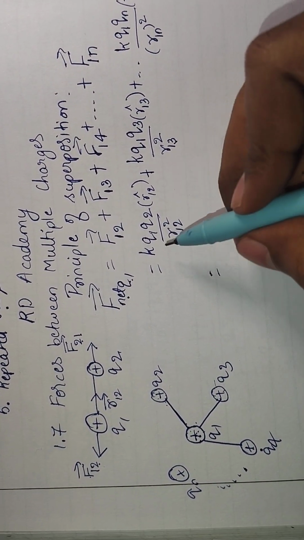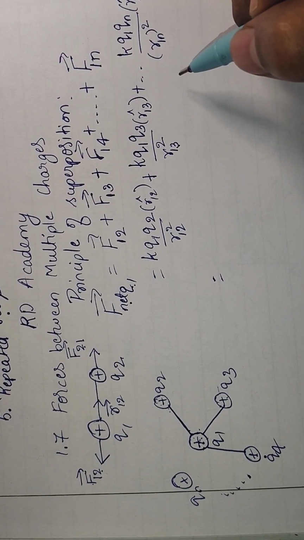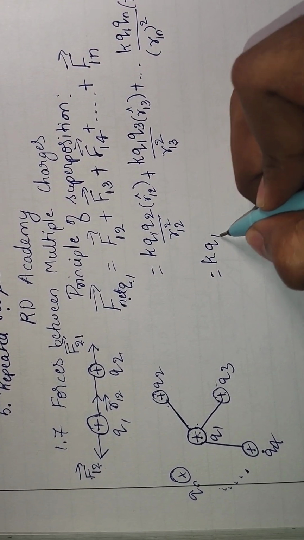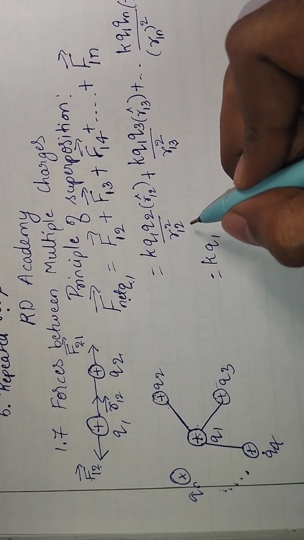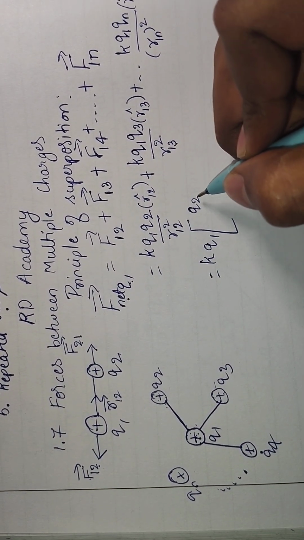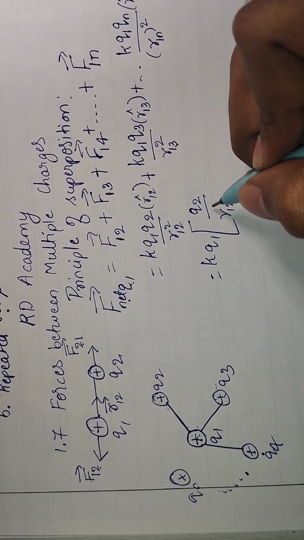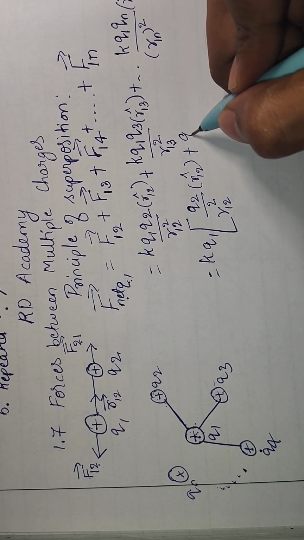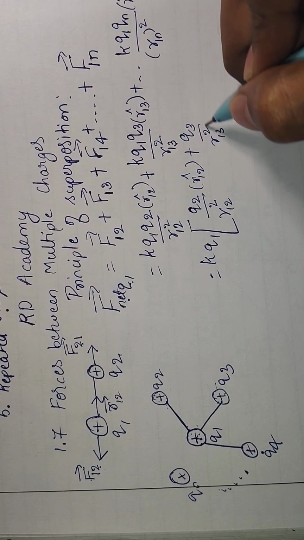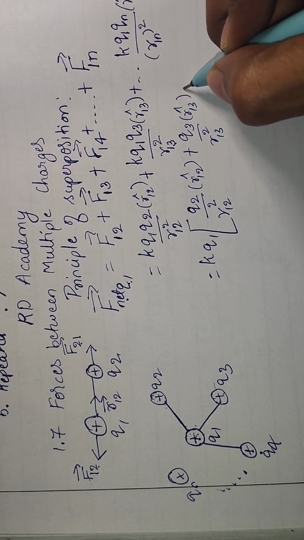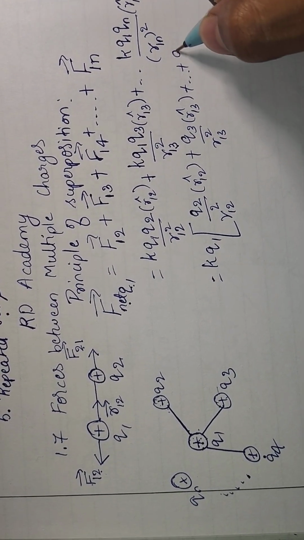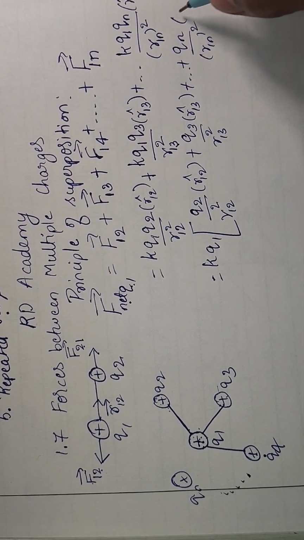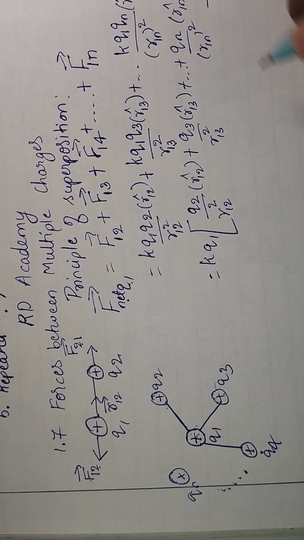Now which are all the terms that are common here? K is common and also Q1 is common in every term. Take that outside. So what is the remaining term? Here you have Q2 by R12 square into R12 cap plus Q3 by R13 square into R13 cap plus Qn by R1n square into R1n cap.